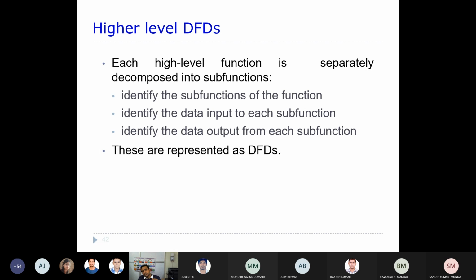Now if it goes to level 2 DFDs, then further you try to identify what the sub functions of those high level functions are, what the data inputs to those sub functions are, and what the outputs from those sub functions are. So these are actually represented using DFDs.